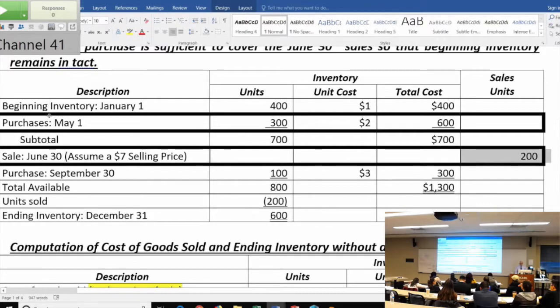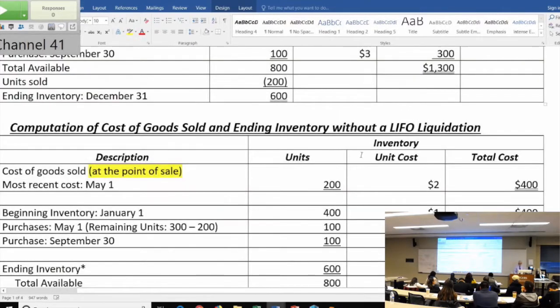So let's make sure we understand that if you sell 200 units on June 30th, and it's LIFO, the 200 have to come out of that batch. So your cost of goods sold would be $2 times the 200 units you sold. So that's 400. I'm also using this to review.